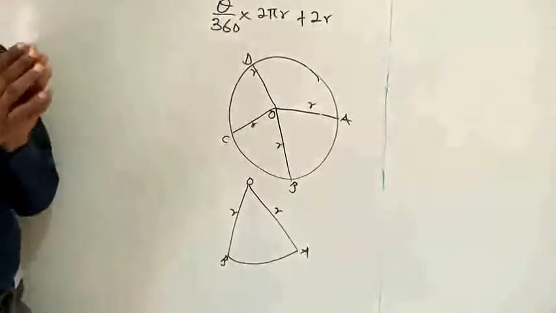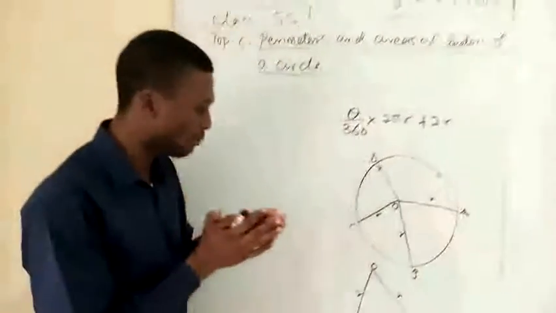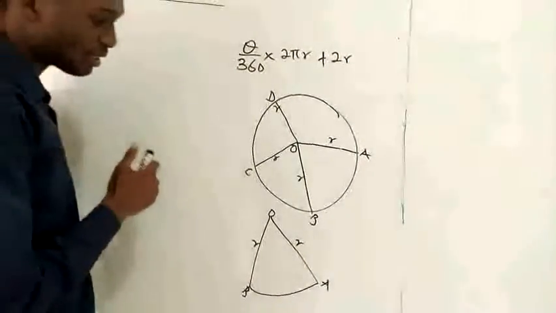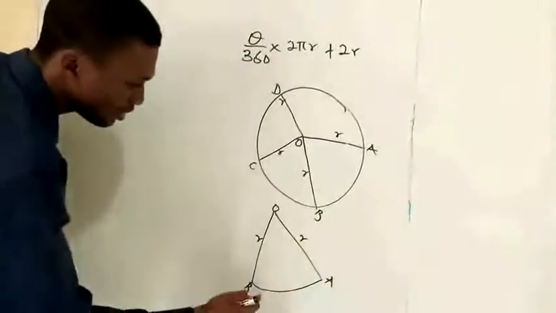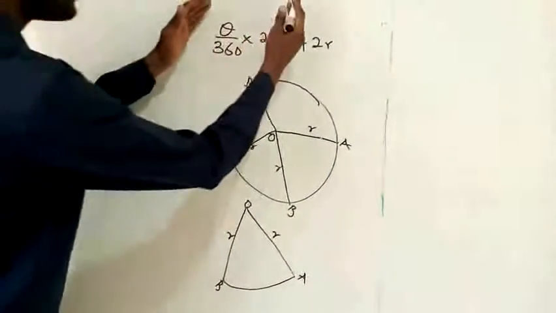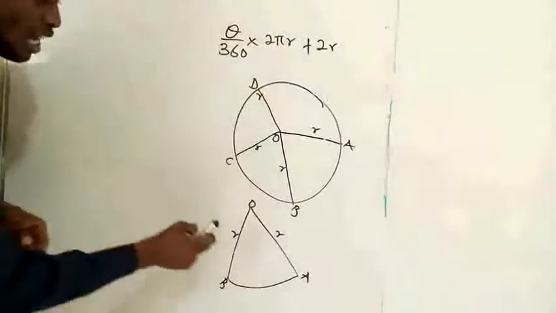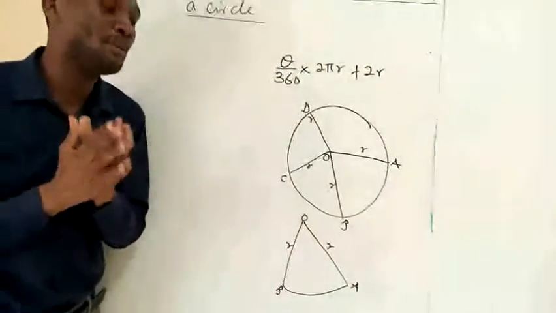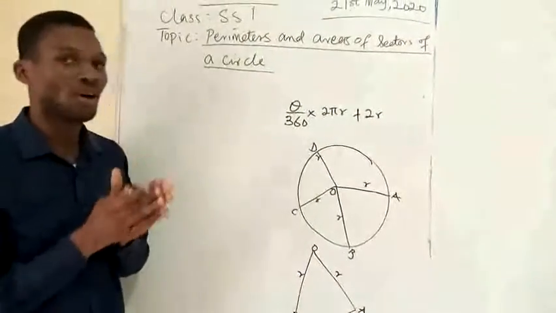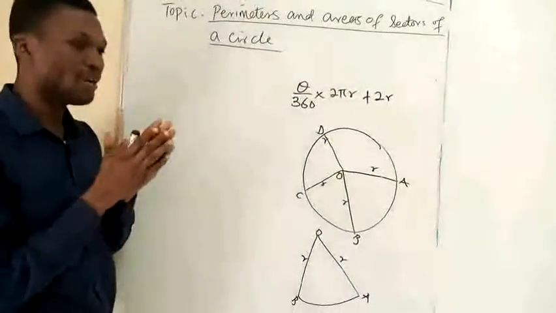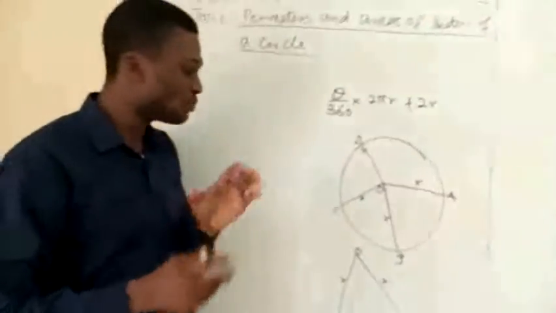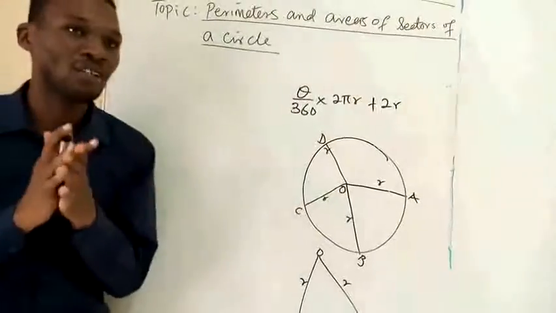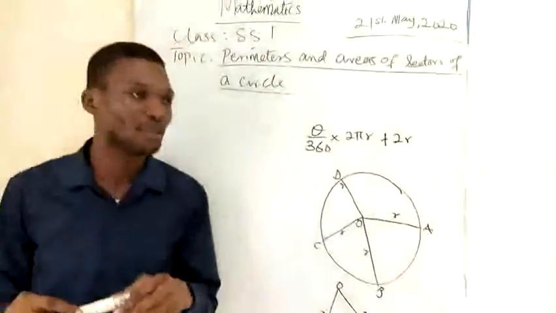I said perimeter involves the total length of outer edges or outer boundaries, so we have to sum up all of these edges to get our perimeter. And we have already established the formula for the length of an arc to be theta over 360 times 2 pi r. And we sum it to our radii to get the formula for calculating the perimeter of a sector of a circle. Remember I said earlier that the sector of a circle is always bounded by an arc and two radii. So having established this formula, we now apply it in solving problems.